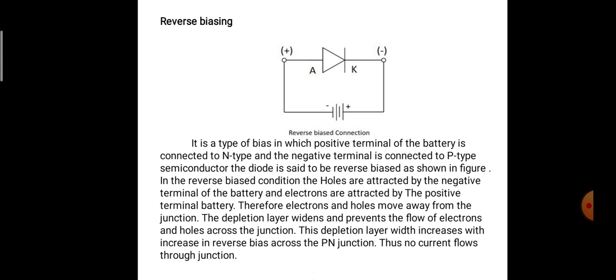In the reverse bias condition, the holes are attracted by the negative terminal of the battery and electrons are attracted by the positive terminal of the battery. Therefore, the electrons and holes move away from the junction. The depletion layer widens and prevents the flow of electrons and holes across the junction. This depletion layer width increases with increase in reverse bias across the PN junction. Thus, no current flows through the junction.